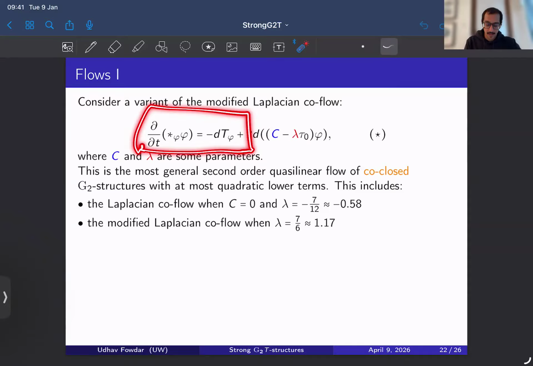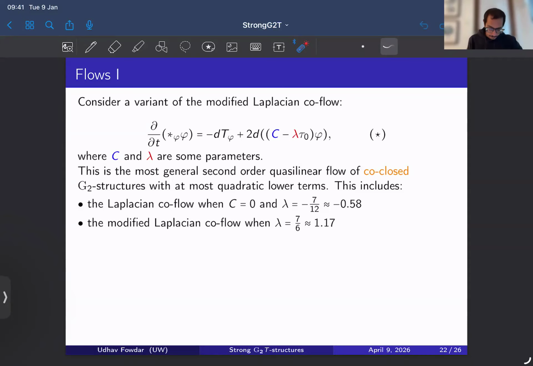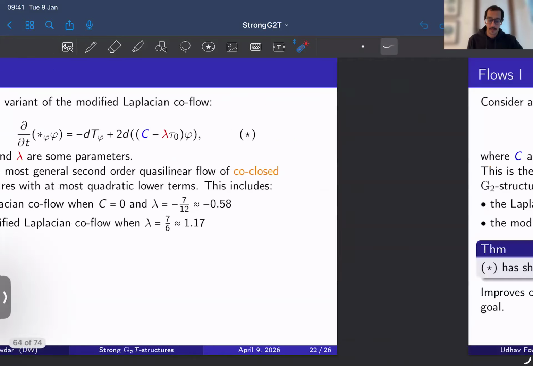But the problem here is that this flow typically turns out not to have short-time existence, so you have to add some extra term to make it work. But surprisingly enough, this is the most general quasi-linear second-order flow of co-closed G2 structure that you can have. And this includes both the modified Laplacian coflow and the Laplacian flow, which occurs as special parameters.